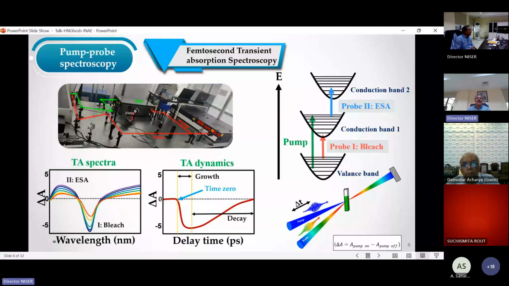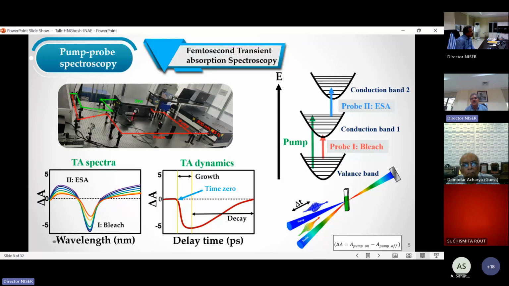This is a typical technique and I am not going into the detail. This is a pump probe technique. It uses a high power laser, 800 nanometer, 35 femtosecond, 1 kilohertz, and 5 millijoule. One part of the beam goes to an OPA to generate different colors, which can excite the sample. Another part goes as a probe and generates white light. So you can monitor the TA spectrum, as I showed, and also the kinetics. And from there, you can tell many things.